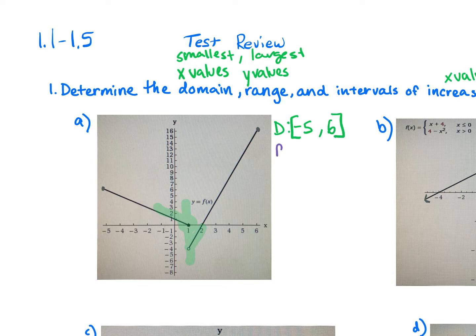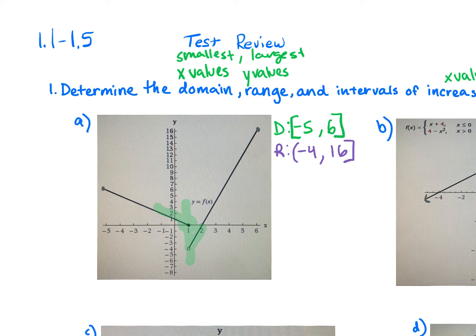Next, we can find our range. So we start at our y values. Our smallest y value is -4. And because it's an open circle, we put a parentheses. And then our graph keeps going, going, going. All the y values are included until we get to 16. And that's a closed circle, so we put a bracket.